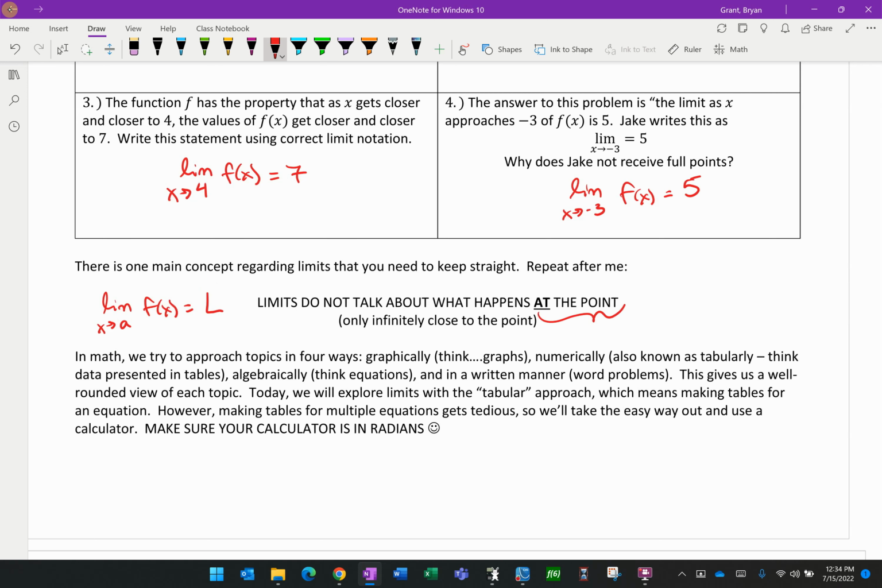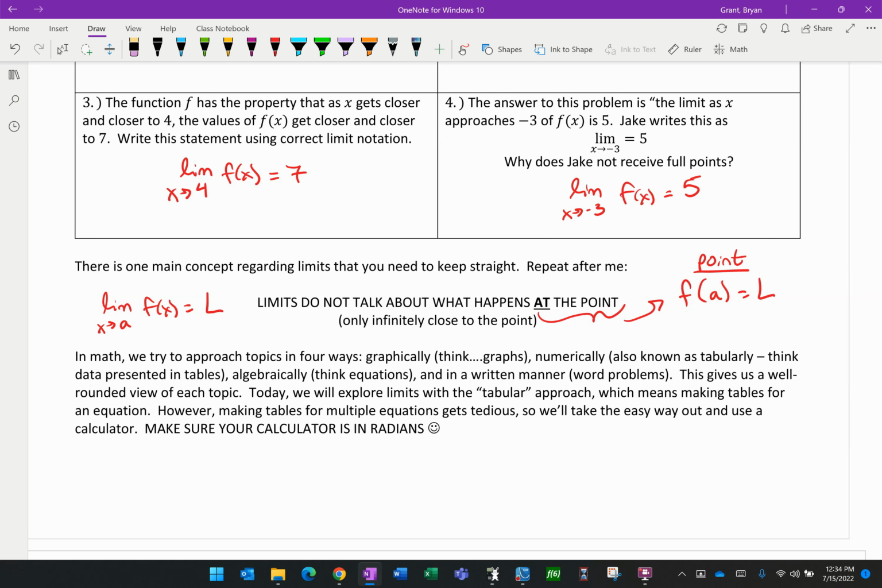What happens at the point, that is f of a equals L. This is a specific point. This talks about what happens at a point. This limit talks about what happens close to a point. Now, if that's still unclear, that's okay. We have many days to examine the concept of a limit.